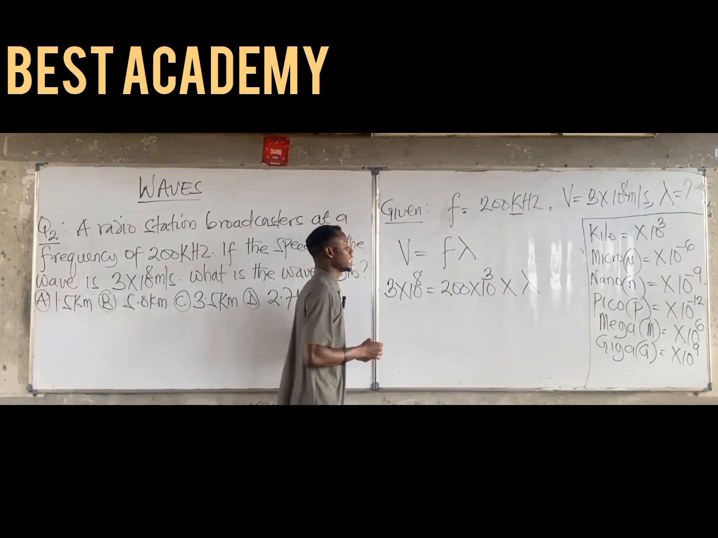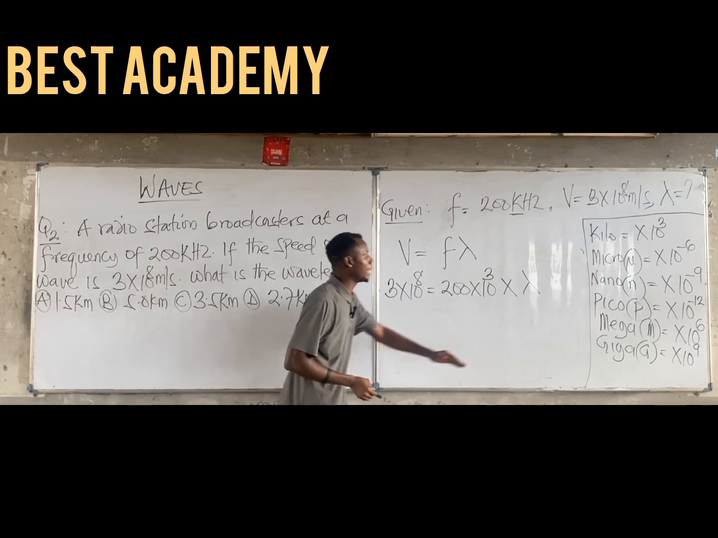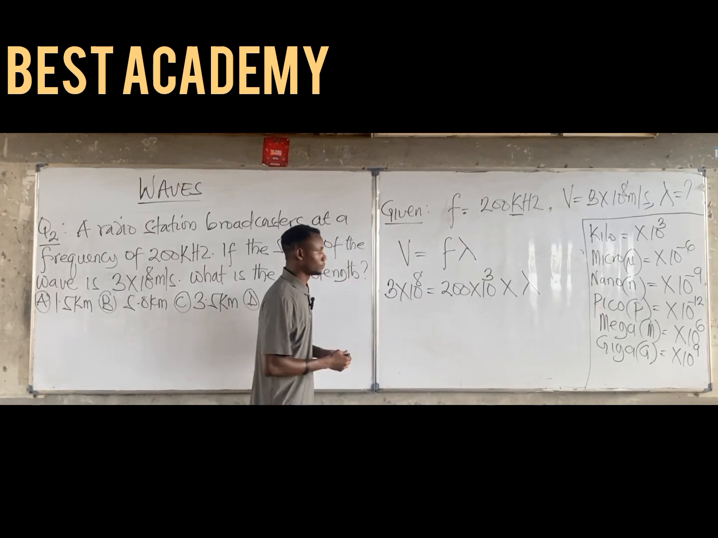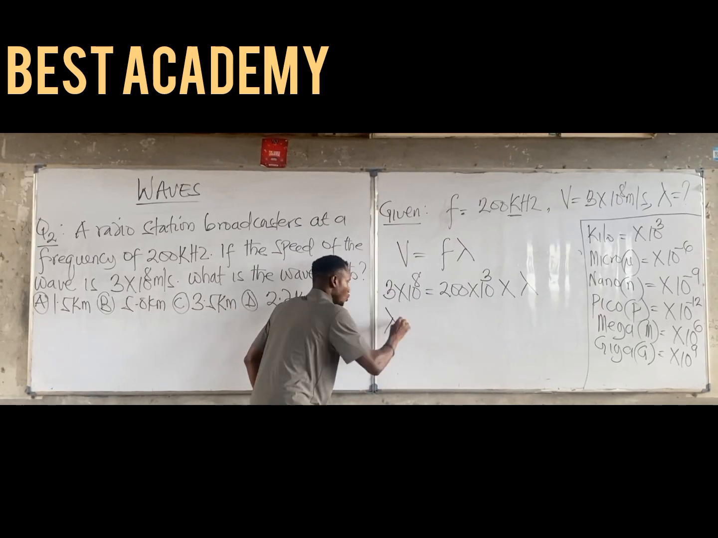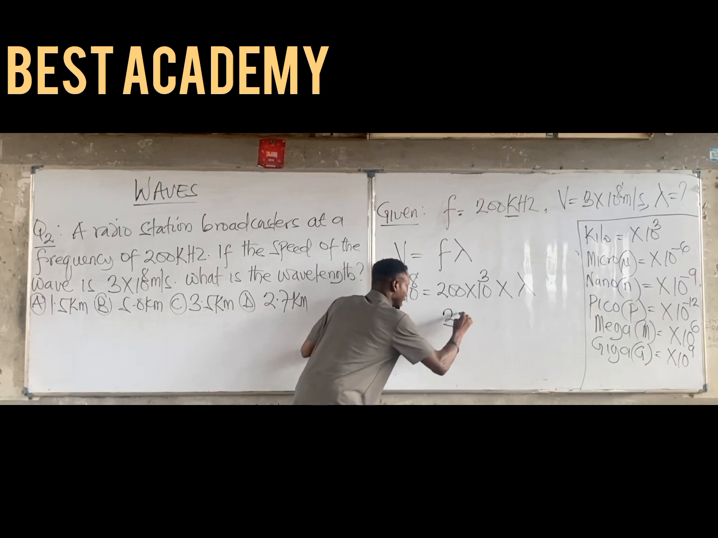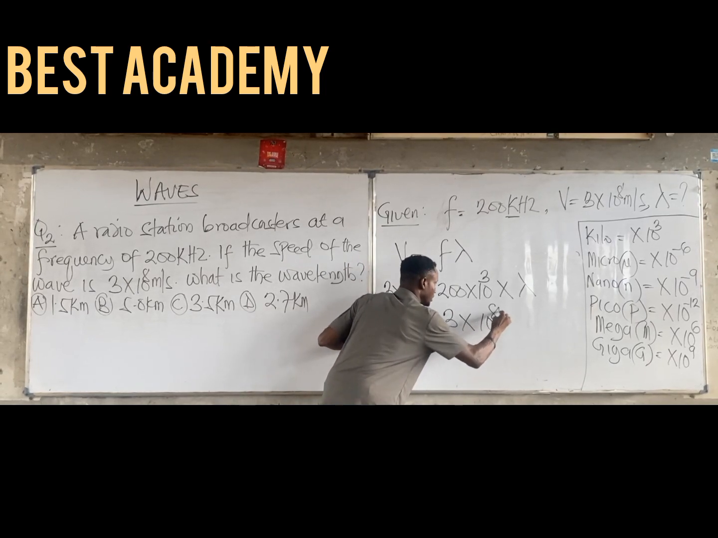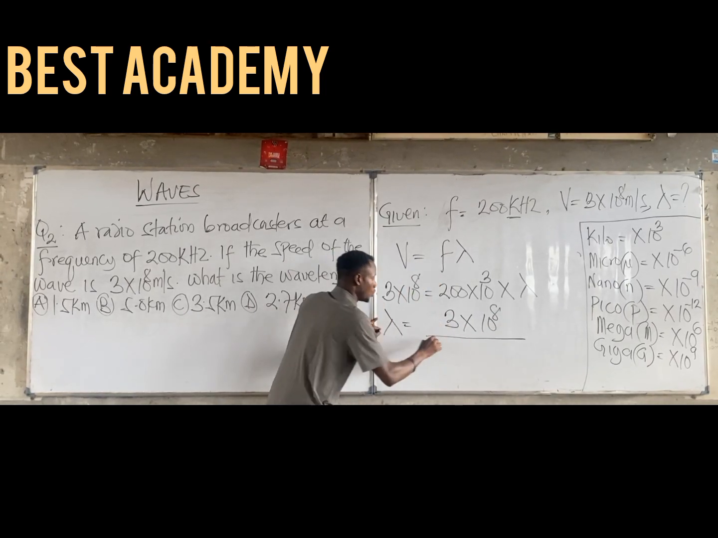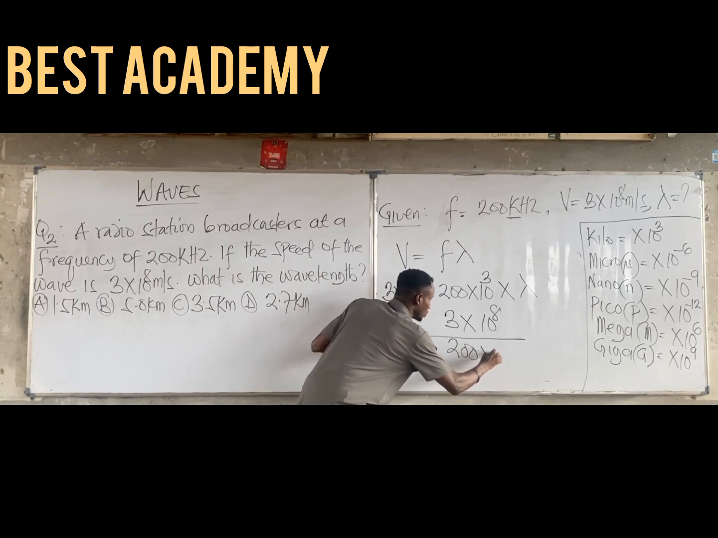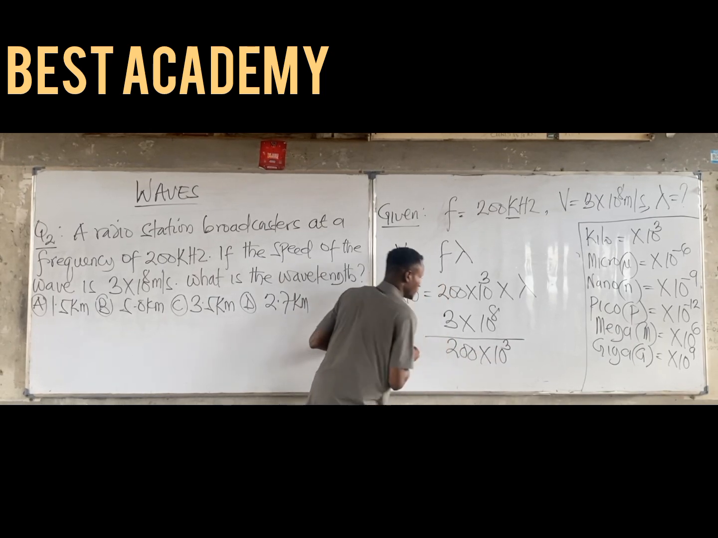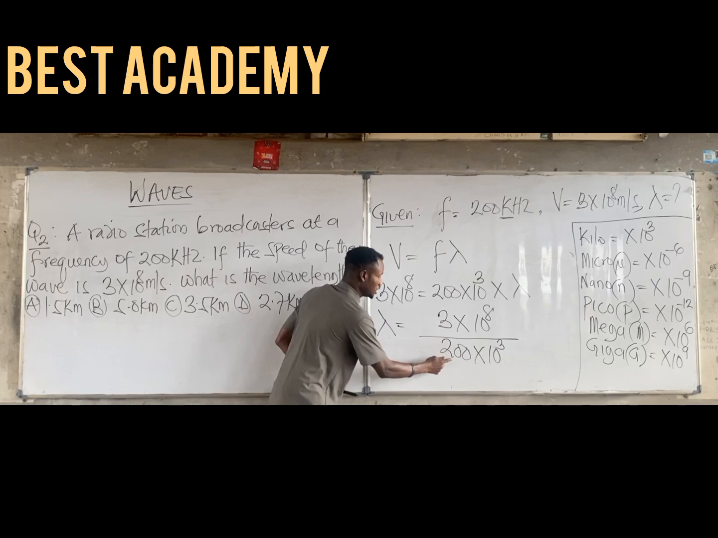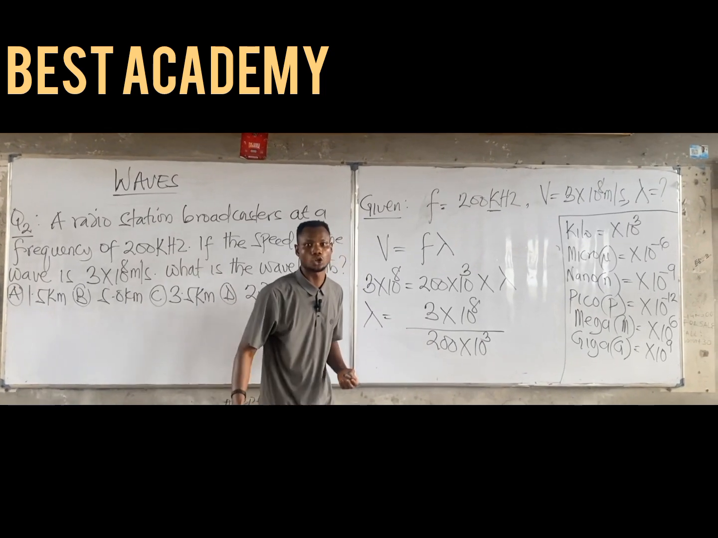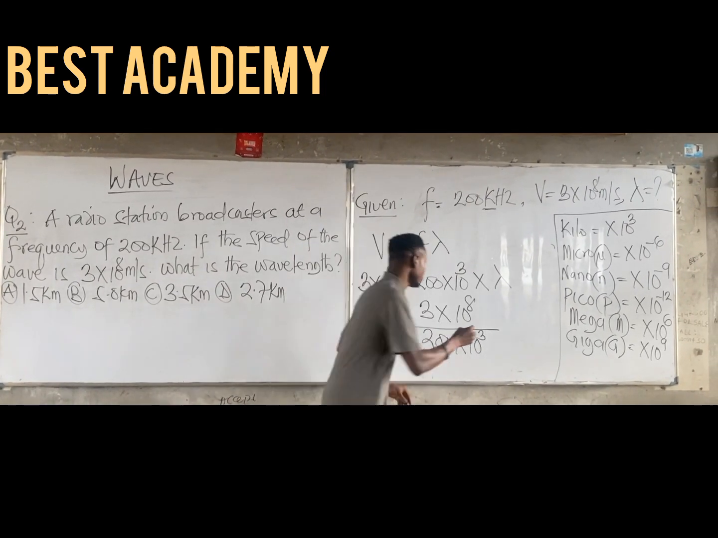Lambda. So let's make lambda the subject. We divide both sides by what is attached to lambda. That means our lambda here will be equal to 3 times 10 to the power of 8 divided by 200 times 10 to the power of 3. Okay. Now let's solve this. 3 divided by 200. Let's get the result, please.